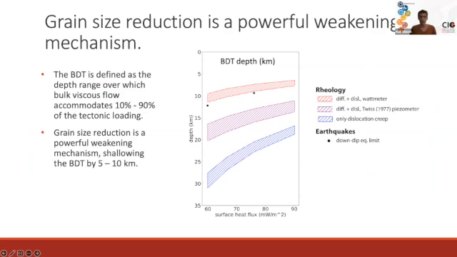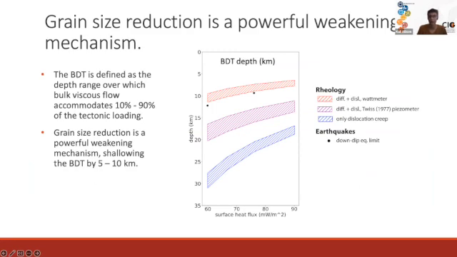To explore the effect of grain size reduction and diffusion creep on the depth of the BDT, I've performed a set of simulations varying the geotherm and the rheology. On the x-axis here, I'm showing the surface heat flux, with higher heat flux values corresponding to warmer geotherms. On the y-axis, I'm showing depth on the fault. I define the BDT as the depth range over which bulk viscous flow accommodates 10 to 90% of tectonic loading.